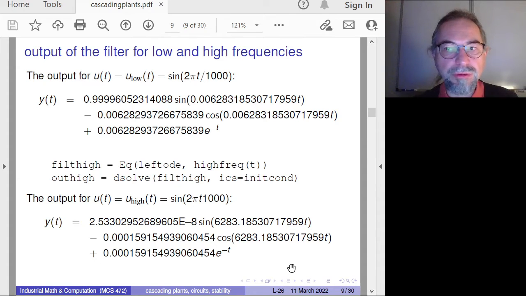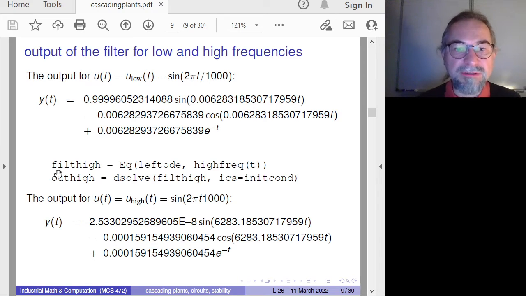On the other hand, if we keep the same ordinary differential equation, I'm now in the second part of the experiment. I'm taking the high frequency signal. I'm taking the same ordinary differential equation, the same left side, but now at the right side I'm putting the high frequency formulation. If I solve it now, you see that the sine function, the first term, comes with 10 to the power minus 8, and that's really, really tiny. The other two terms also have very small coefficients.